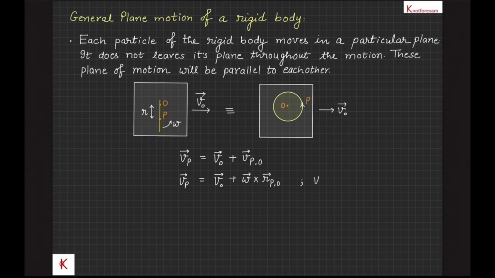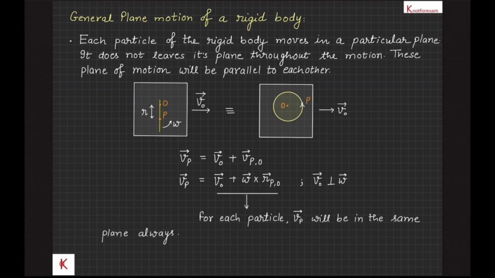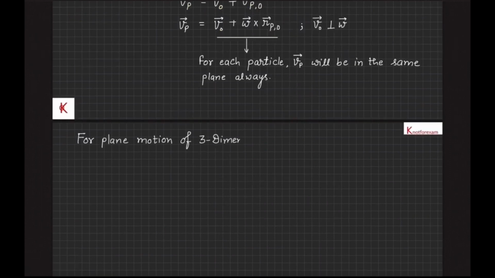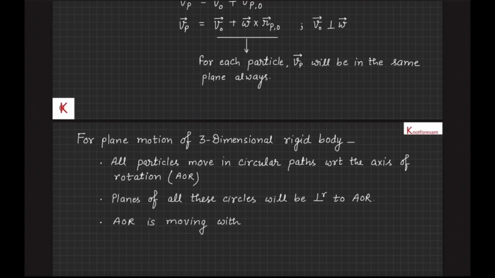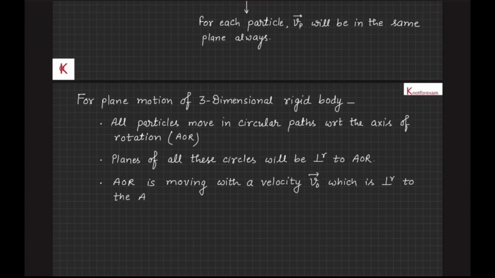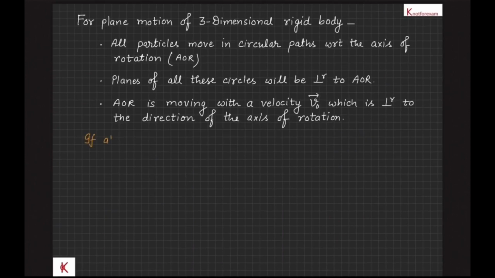Therefore, it will be in the plane of v0 vector, since v0 vector is perpendicular to ω vector. Therefore, for each particle, v_P vector will always be in the same plane, and this plane will be perpendicular to ω vector. So this kind of motion is called plane motion of a rigid body, and for plane motion of a three-dimensional rigid body, all particles move in circular paths with respect to the axis of rotation. The planes of all these circles will be perpendicular to the axis of rotation, and the axis of rotation is moving with a velocity v0 vector, which is perpendicular to the axis of rotation.